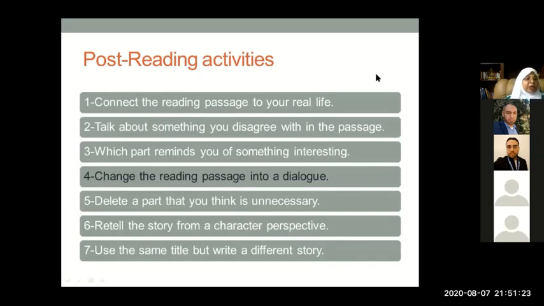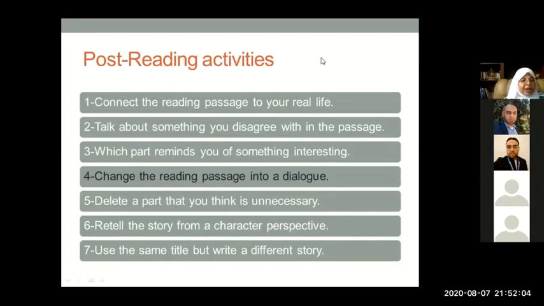Yes, Radwa, you can do it as a writing activity or a speaking activity. The first one, connect the reading passage to your real life. Yes, they will feel something they disagree with. Maybe it's a small part, so they won't find much, or if there are really a lot of things they disagree with, they could write it. Yeah, all these post activities, they can do either as a speaking task or a writing one. Okay, which part reminds you of something interesting?